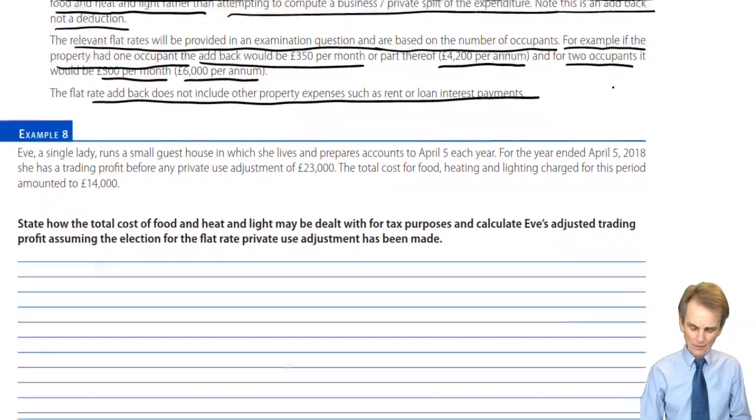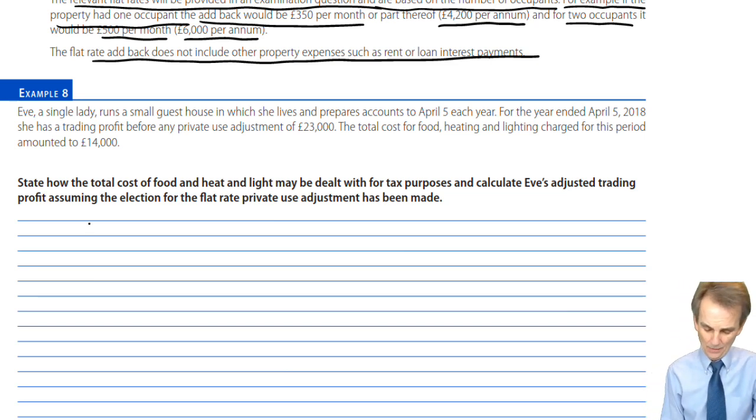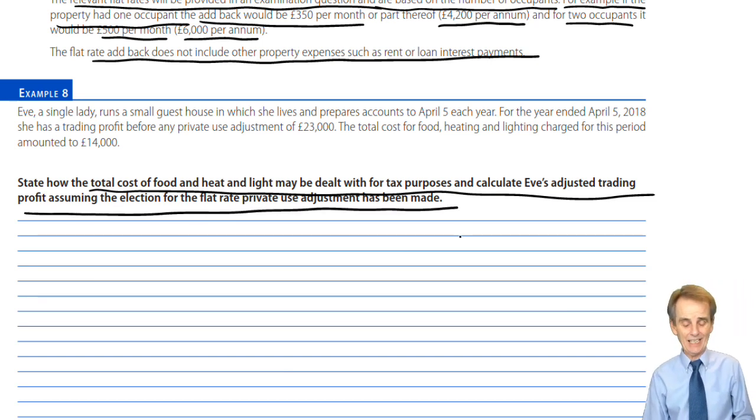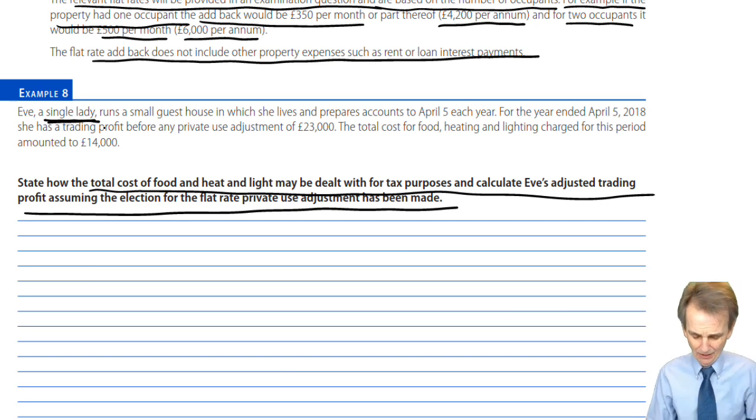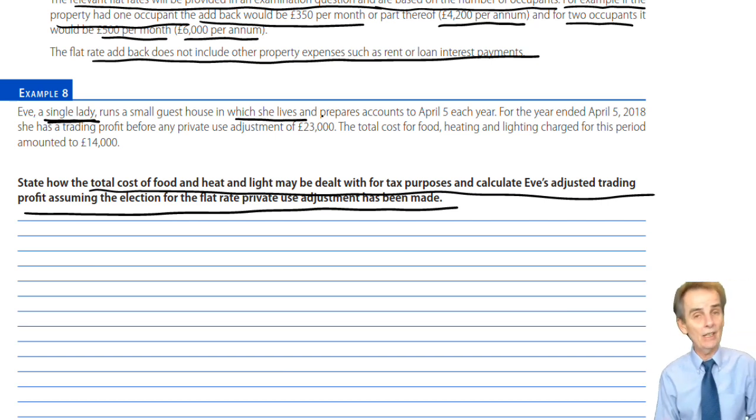All right, to finish this off now, and indeed the chapter, we've got example 8. We've got to state how the total cost of food and heat and light may be dealt with for tax purposes and calculate Eve's adjusted trading profit, assuming that the election for the flat rate private use adjustment has indeed been made. So what have we got? Eve, a single lady, runs a small guest house in which she lives. So she lives on the business premises. Prepares accounts to, that's handy, April the 5th each year.